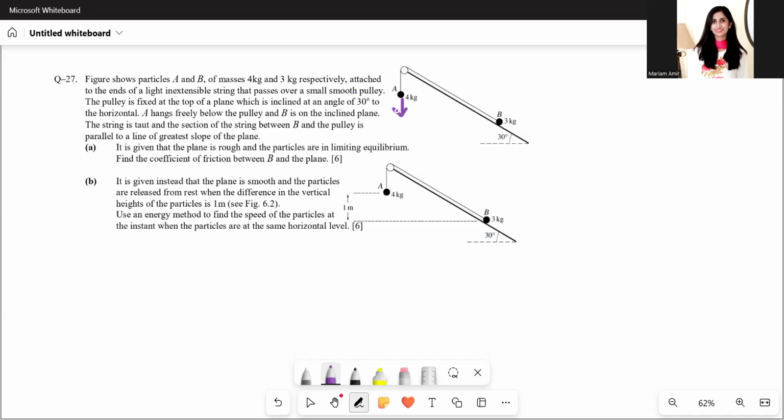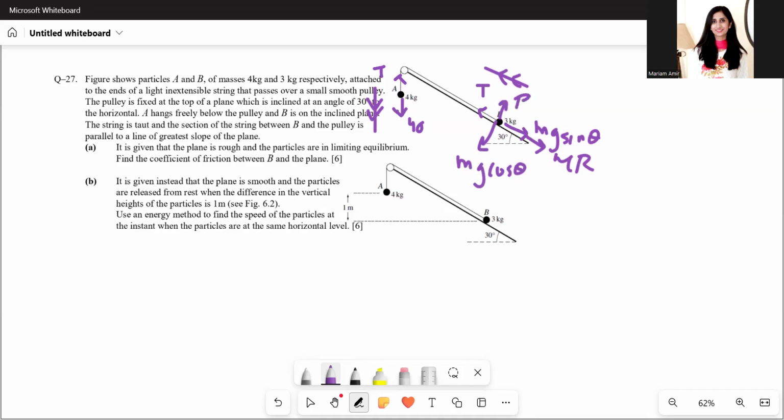Okay, the weight here is going to be 40 newtons. The force here is going to be tension, and here we'll have the sine component of the weight, mg sine theta. And since this weight is bigger, the direction of motion would be this, meaning that the friction would be backwards here. Mu times R is the friction. This would be the cos component of the weight, mg cos theta, and this would be R, the normal contact force.